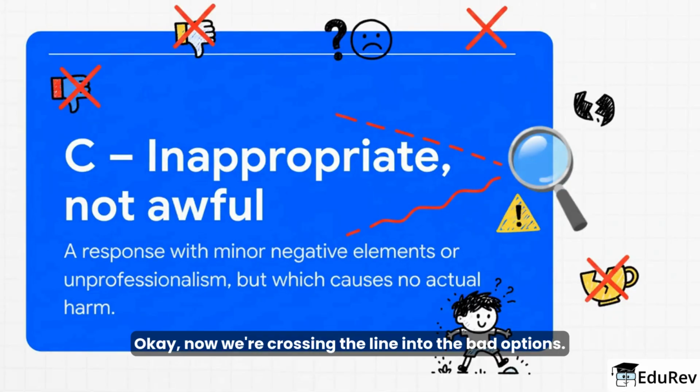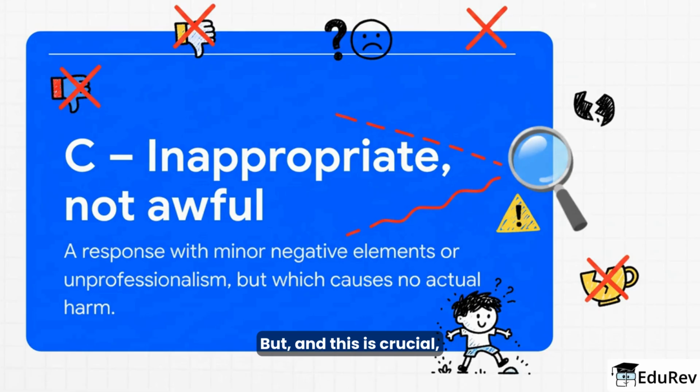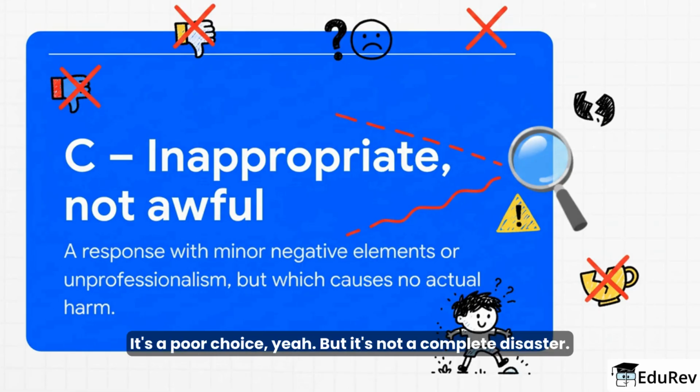Okay, now we're crossing the line into the bad options. A C answer is definitely not what you should do. It's unprofessional, maybe a bit unhelpful, but, and this is crucial, it doesn't cause any real harm. It's a poor choice, yeah, but it's not a complete disaster.